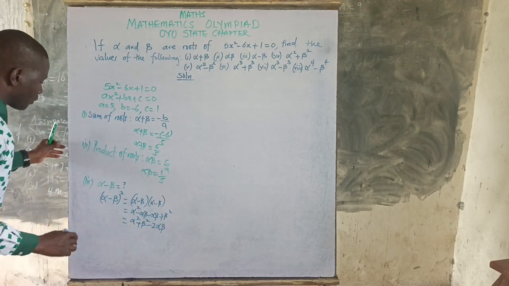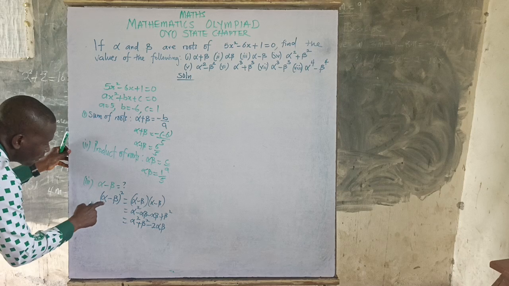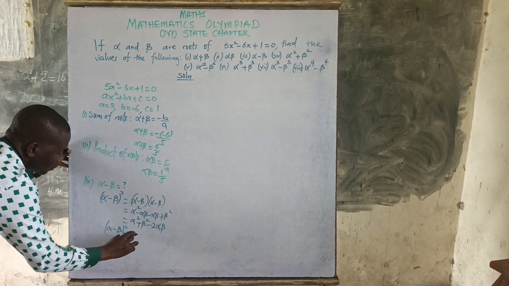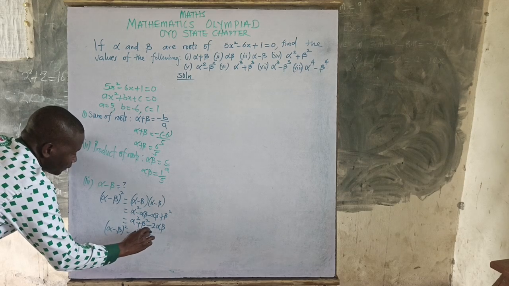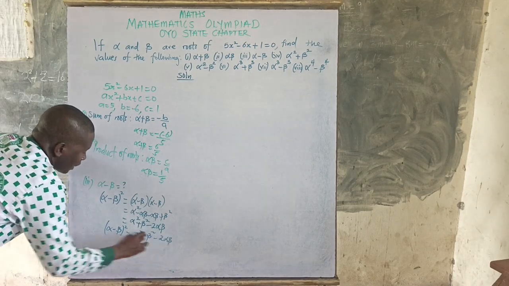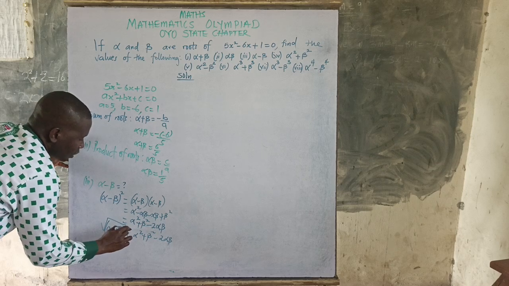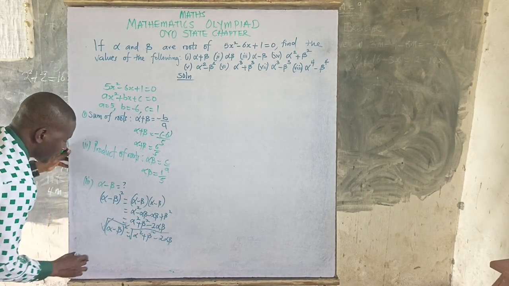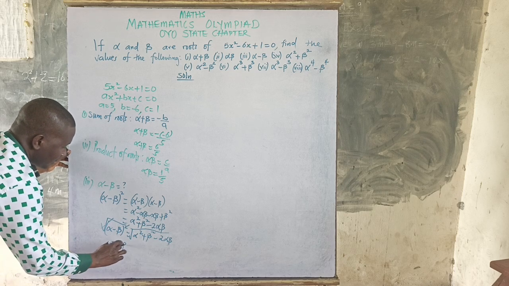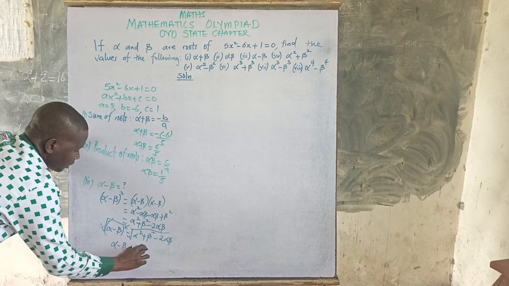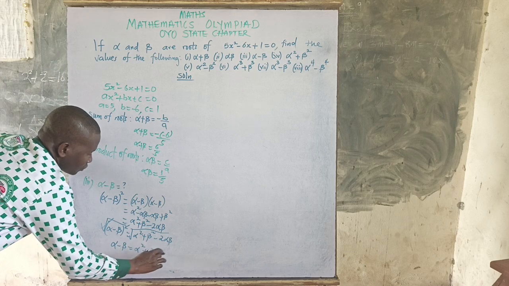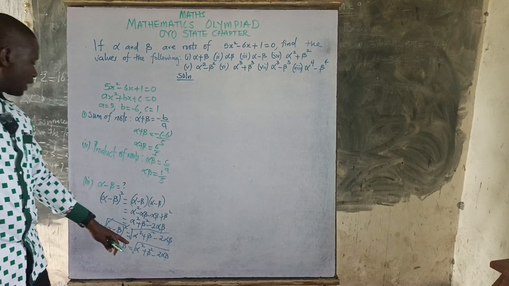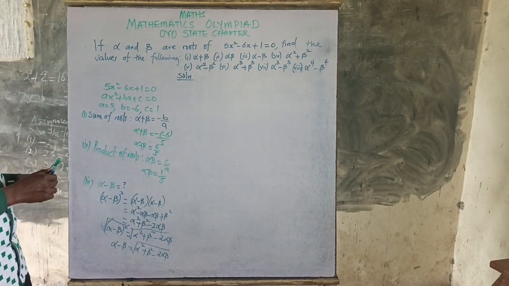Now, how do we get alpha minus beta? We have alpha minus beta raised to power 2 equals alpha squared plus beta squared minus 2 alpha beta. Now take the square root of both sides; the square root and the power of 2 will cancel out. We have alpha minus beta equals the square root of alpha squared plus beta squared minus 2 alpha beta. Now, how do we get alpha squared plus beta squared?